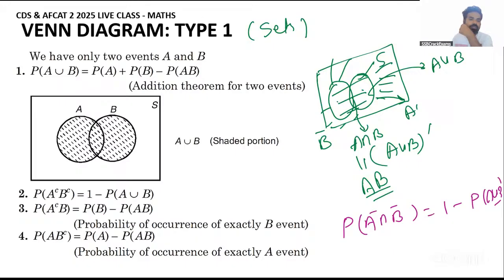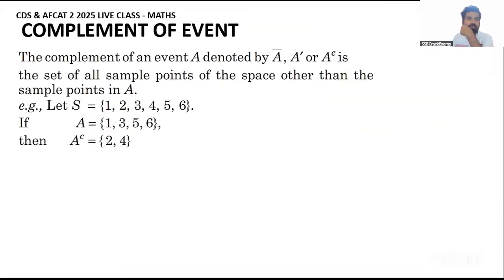Now let's see what the complement of an event is. Suppose there is a sample space X, and event A has 4 outcomes, say 1, 3, 5, and 6. Then the happening of event A will depend on these numbers 1, 3, 5, and 6. So not happening of an event is the sample space minus A.